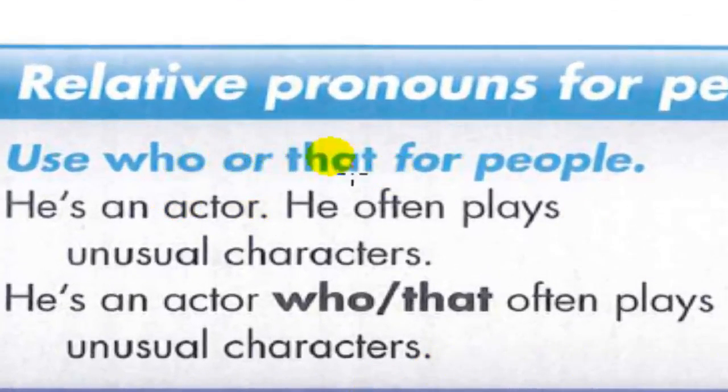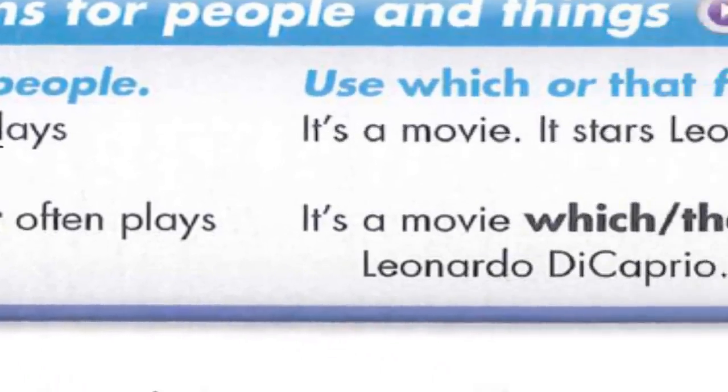Who or that for people, persons. He's an actor. He often plays unusual characters. The repeated word here is he. Who is he? The actor. He is an actor. Cross out he and write who often plays unusual characters. So here we delete he and write who. That can replace who. He's an actor who often, or that often.